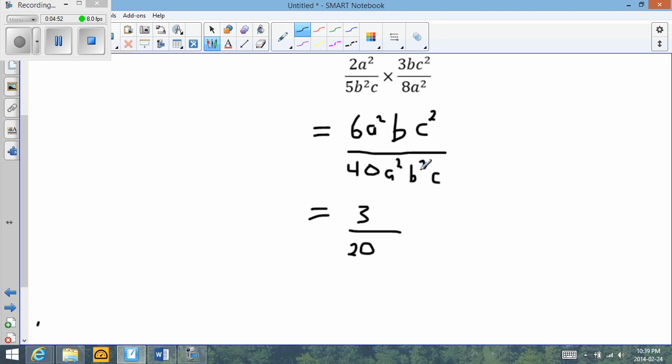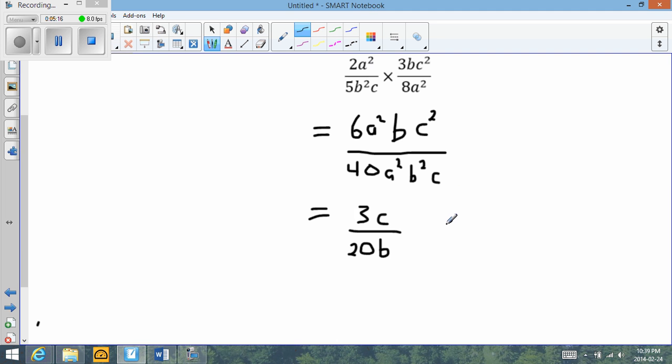B over b squared. A b cancels out here with a b down here. So we're left with a b on the denominator. Okay, or you could say b to the minus 1, which means it would go to the denominator. And same thing here, c squared and c, cancel out a c from the c squared, we're left with a c on top. Okay, so the answer is 3c over 20b.